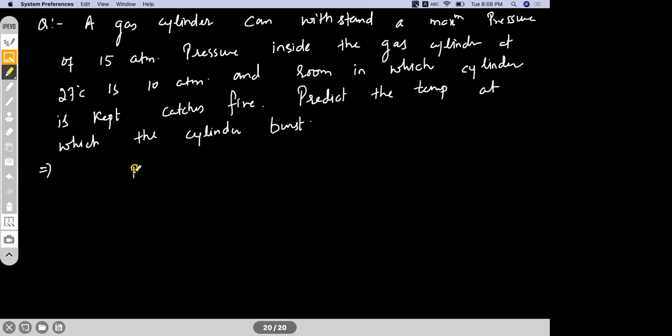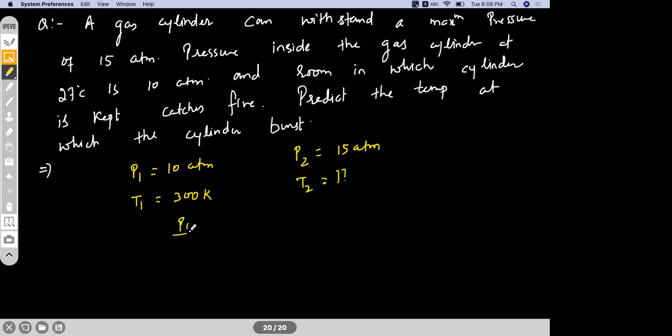So when the pressure P1 is 10 atmospheric, right? And temperature T1 is given, that is 300 Kelvin. Always we'll take temperature in Kelvin here. P2 is given, the maximum pressure which the cylinder can withstand is 15 atmospheric, right? Temperature T2 is not given. Then we can apply P1 by T1 is equals to P2 by T2. And from this, we can find out T2.